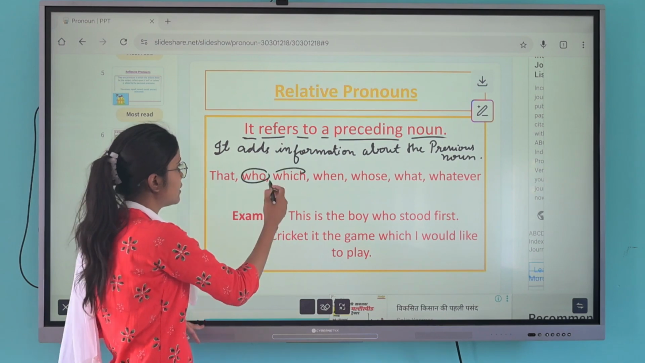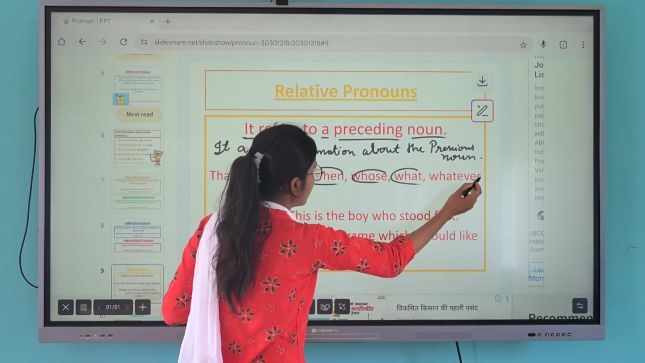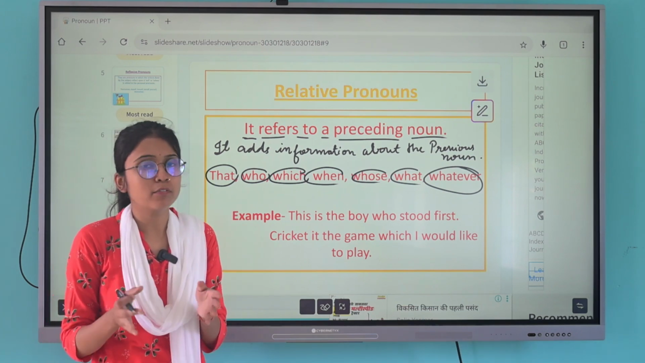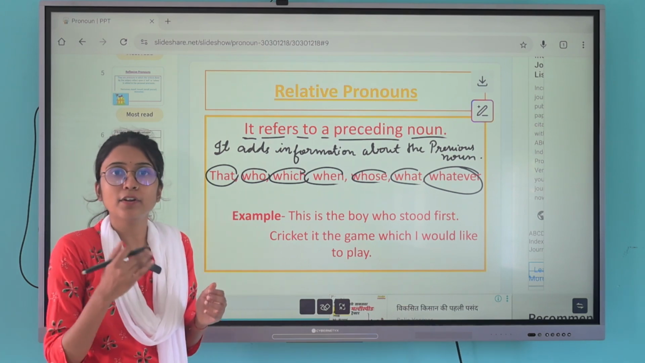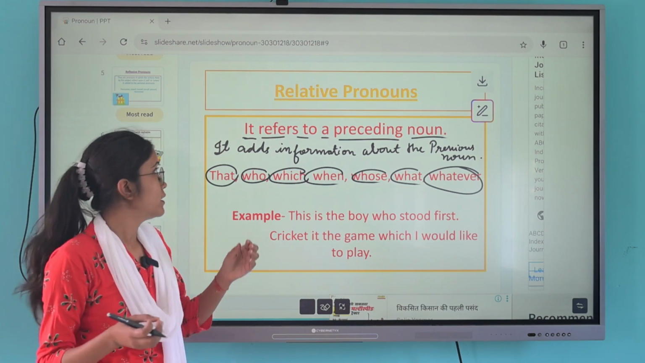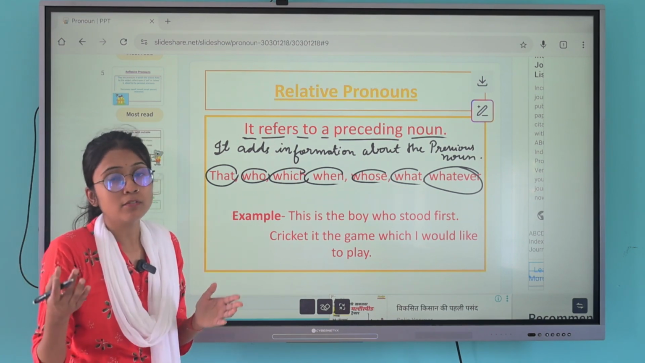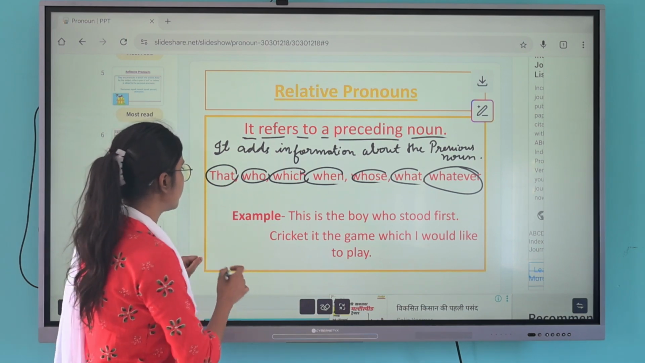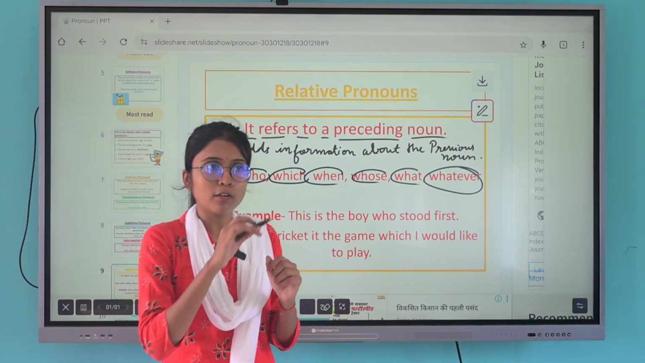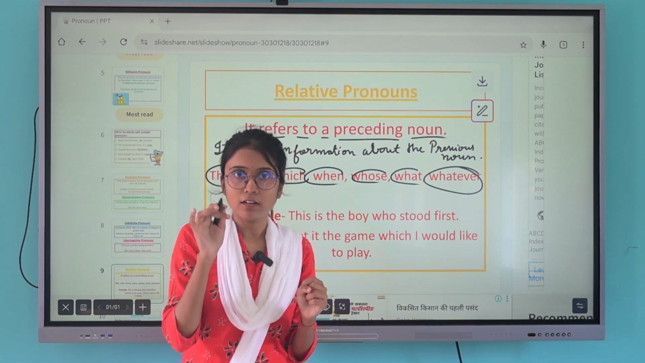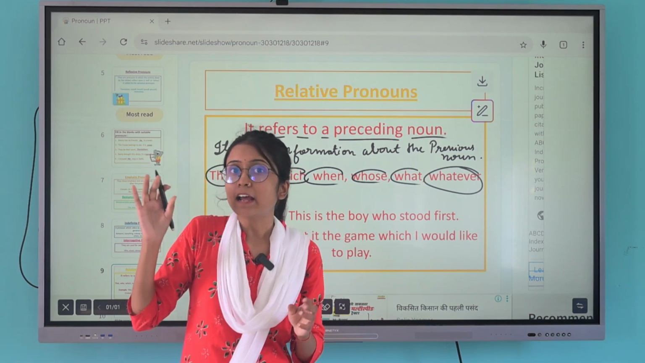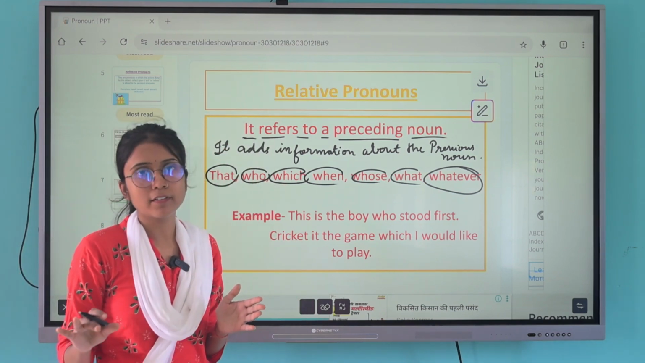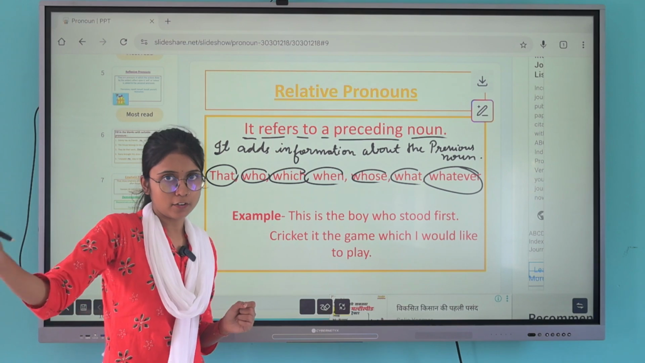So who, which, when, whose, what, whatever. I know you think that it is also an example of interrogative pronoun. So how will you identify whether it is an interrogative pronoun or a relative pronoun? Simply, in interrogative pronoun, an interrogation mark is placed at the end of the sentence, but in the relative pronoun, no question marks are placed at the end of the sentences.